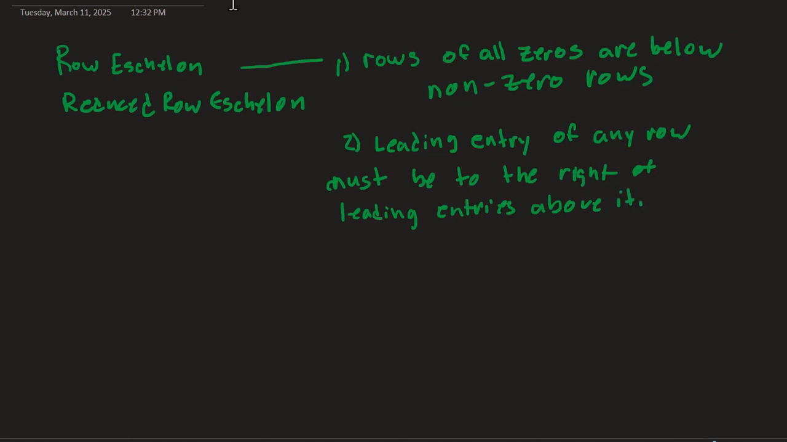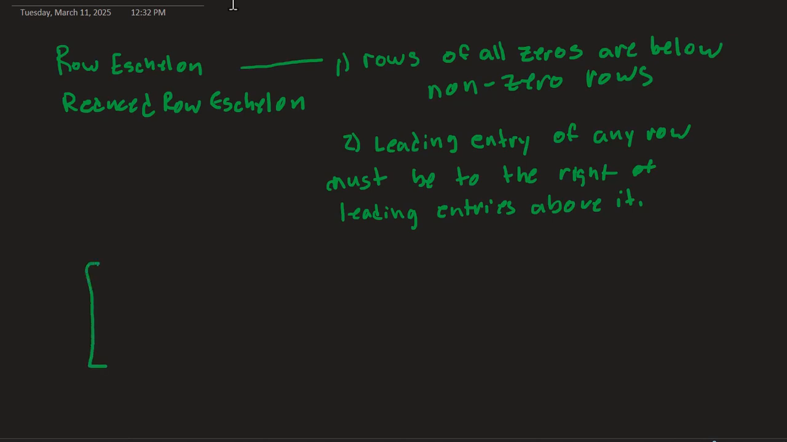Now, some books will say that for row echelon, the leading entry needs to be a 1. Other books will save that for reduced row echelon, but you might as well make it a 1, so you can do that. Row echelon forms are not unique, but reduced row echelon forms are unique.